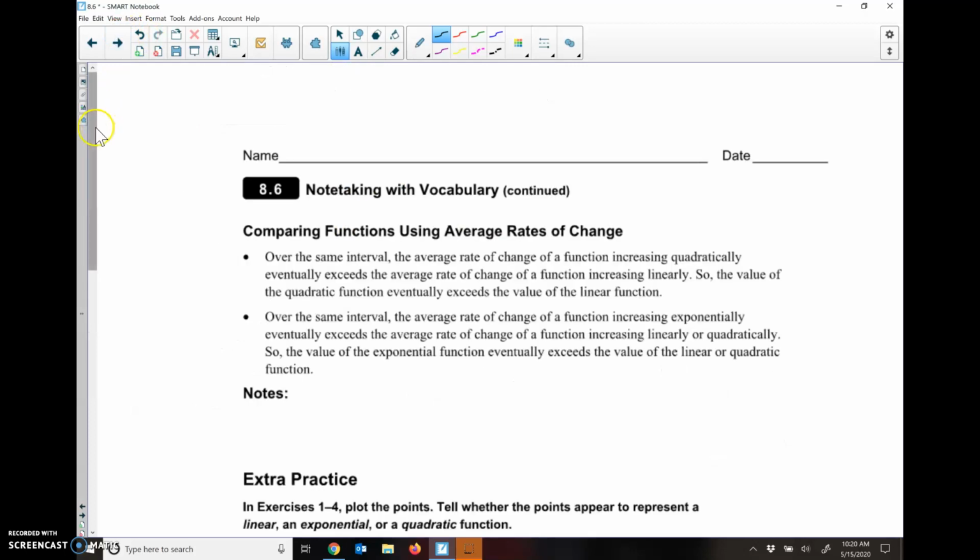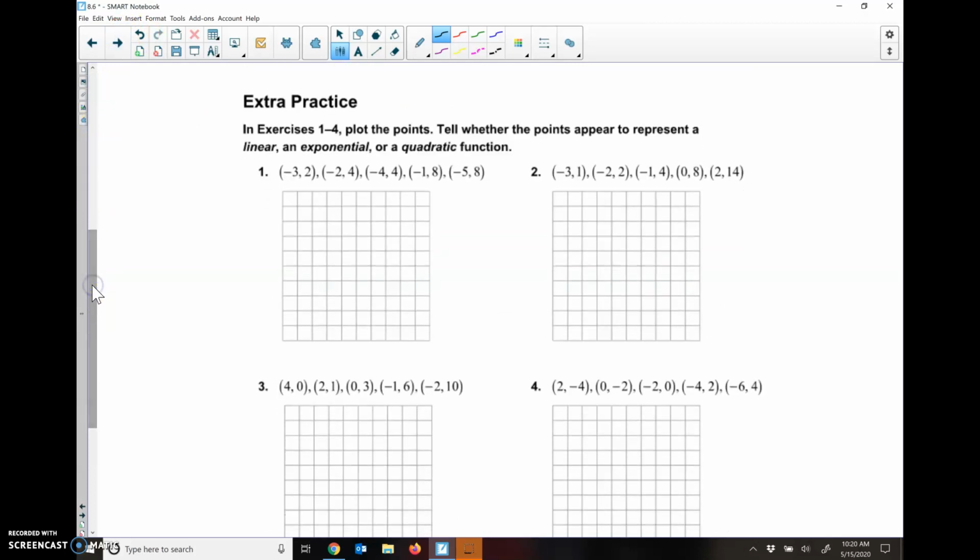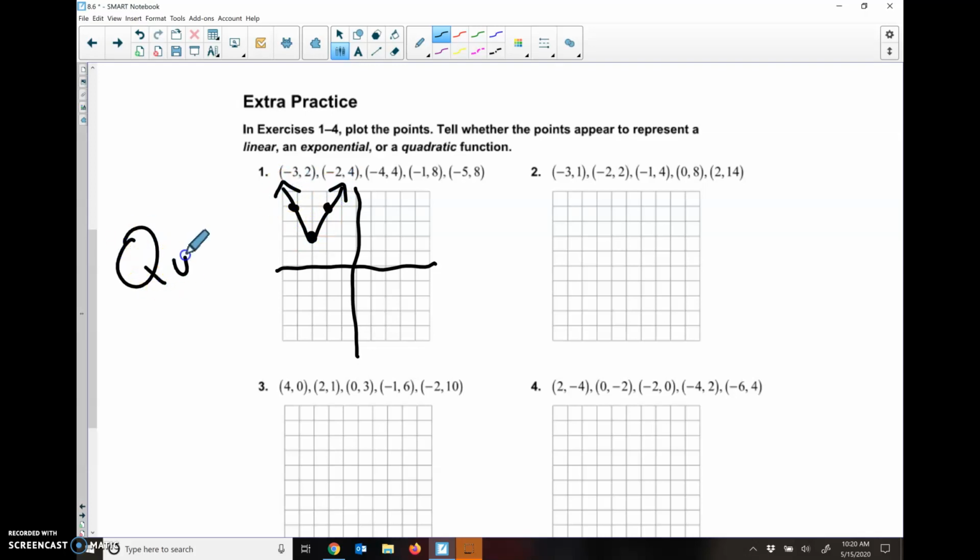So let's look at some examples here. Number 1, let's graph it out so we can kind of see it. So I have negative 3 and 2, negative 2 and 4, negative 4 and 4. Negative 3 and 2, negative 2 and 4, and negative 4 and 4. You can already kind of see that's going to have that U shape. So this one's going to be quadratic.